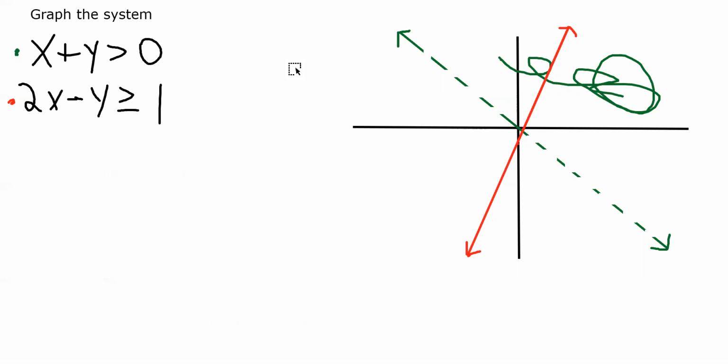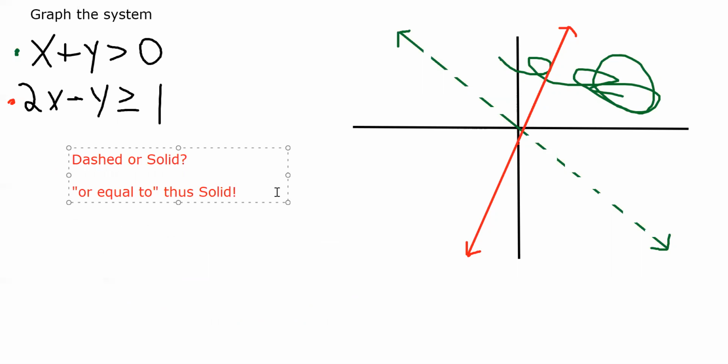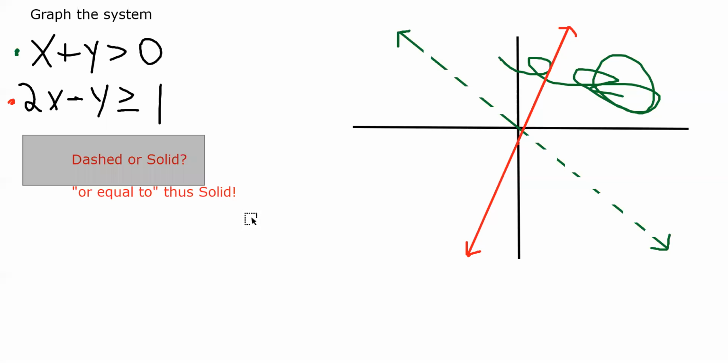Very good. Our next determination, should it be solid or dashed? Well, in this case, the inequality was greater than or equal to. It has the or equal to element, thus it should be solid. So I don't have to worry about dashing it. So that's in the bag.